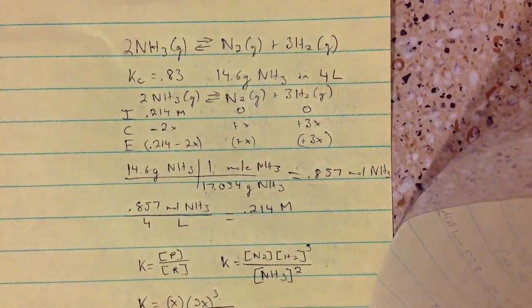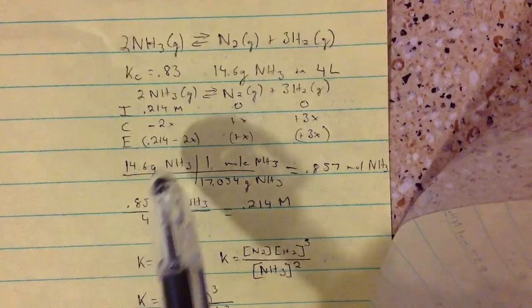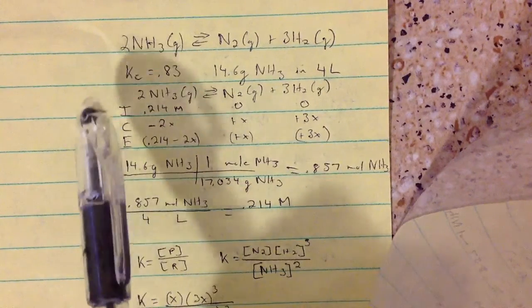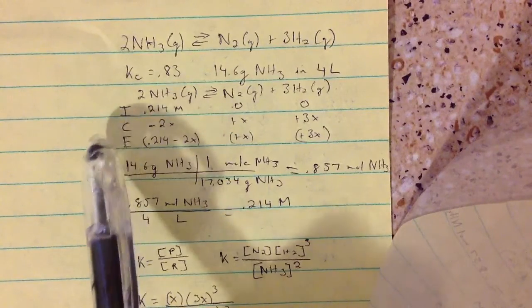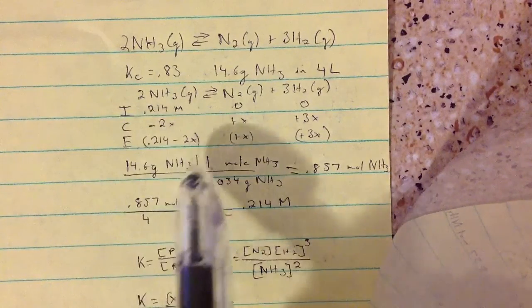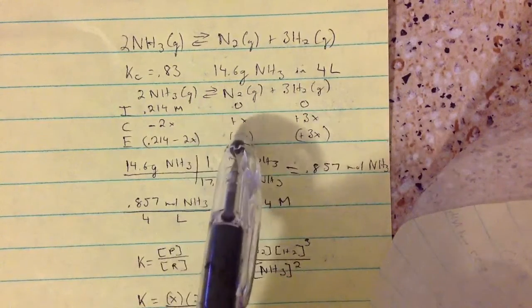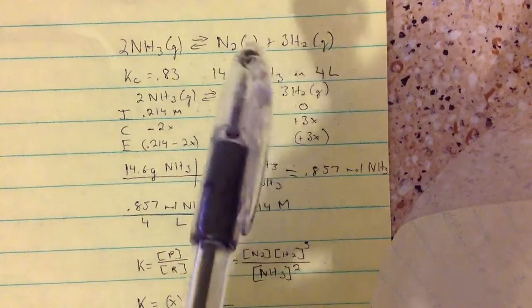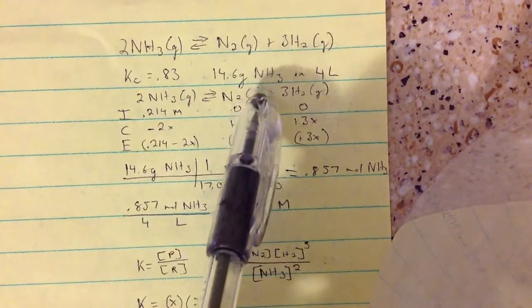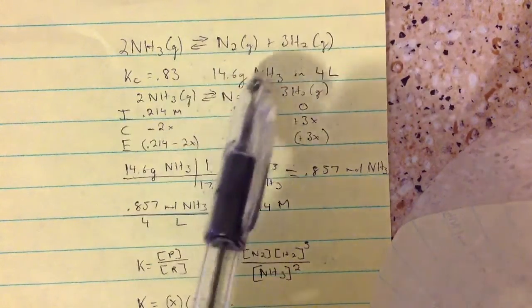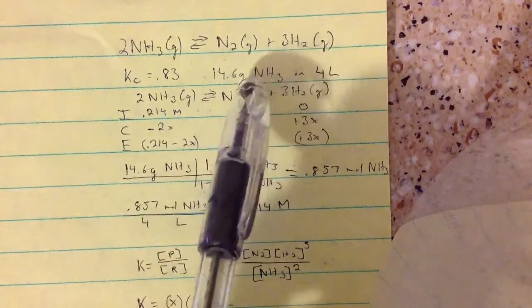So the first thing you want to do is set up an ICE table. I rewrote the equation here and then set up the ICE table. The ICE table stands for initial, change, and equilibrium. A big thing to remember is that only molarity can be in this ICE table. The question said that 14.6 grams of NH3 was put into 4 liters, so first you want to make that into molarity.